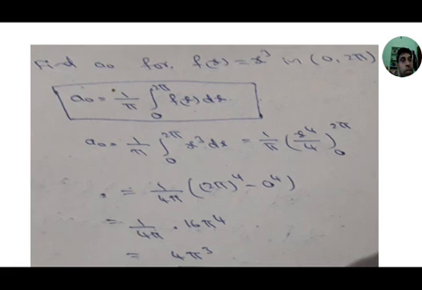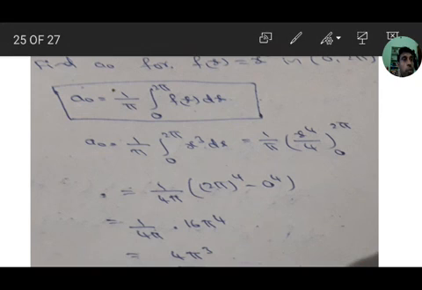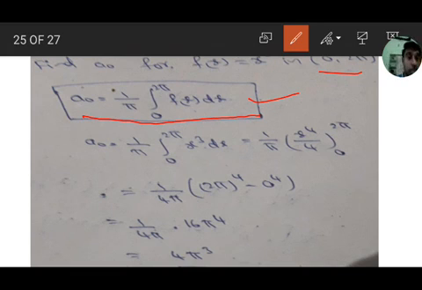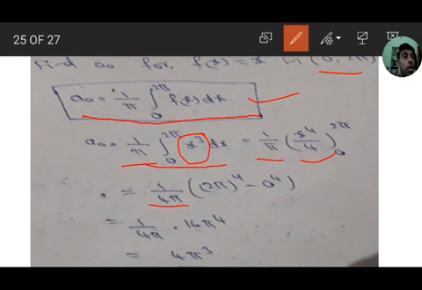Next problem. Find a naught for f of x equal to x cube in the interval 0 to 2 pi. So here again 0 to 2 pi. So a naught equal to 1 by pi integration 0 to 2 pi f of x dx. The f of x value is x cube dx. So 1 by pi, integration of x cube is x to the power of 4 by 4, from 0 to 2 pi. 1 by 4 outside: 1 by 4 pi, 2 pi all to the power of 4 minus 0 to the power of 4.